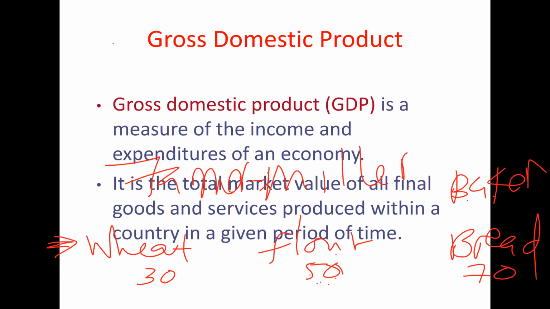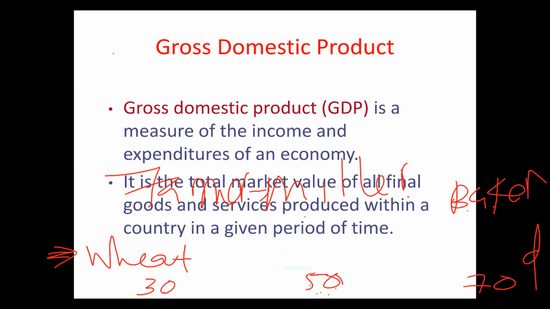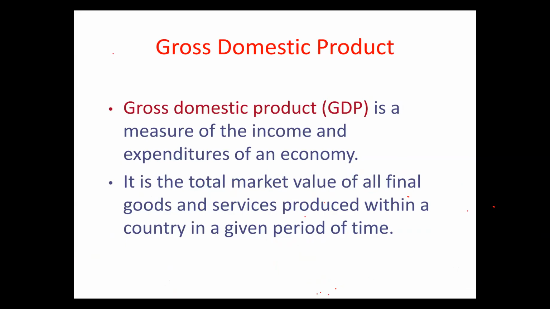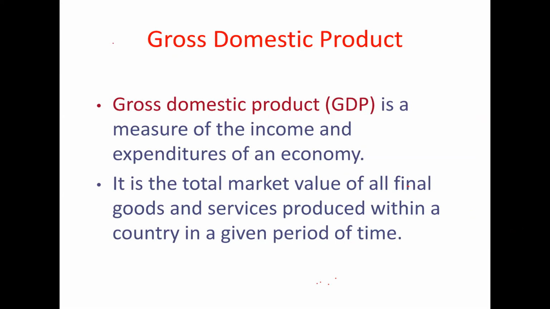So that is what we mean when we say we are measuring the final goods, because we don't want to double count. Imagine you count the value of flour, 50, and you also count the value of bread, 70. That is called double counting. So we don't do that when calculating GDP. We're just interested in the final value of the good.